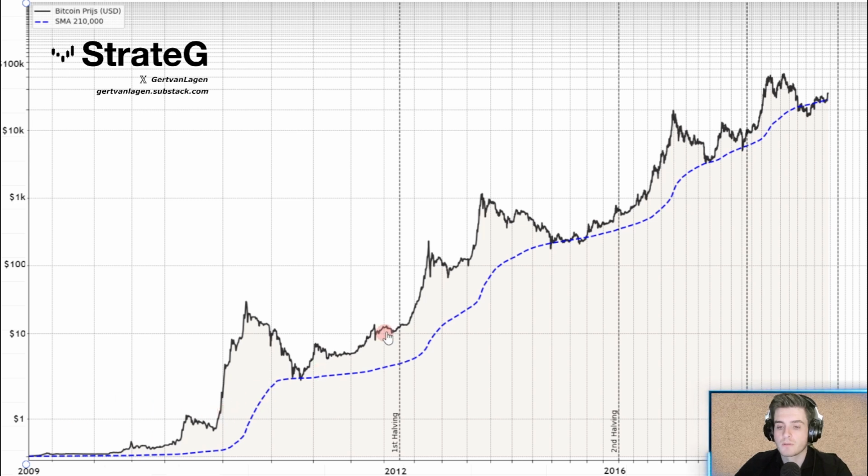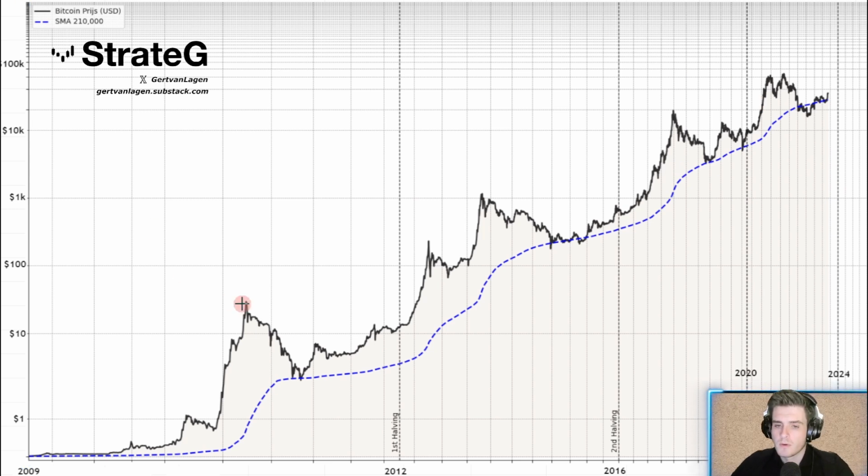So each halving takes 210,000 blocks to be mined, then the halving occurs. And so this is a very important line, this blue moving average. It takes basically one halving, that's the time frame for this moving average. When looking at this horizontal axis, the time goes logarithmic as well. So the distance between those vertical lines decreases over time, this way.